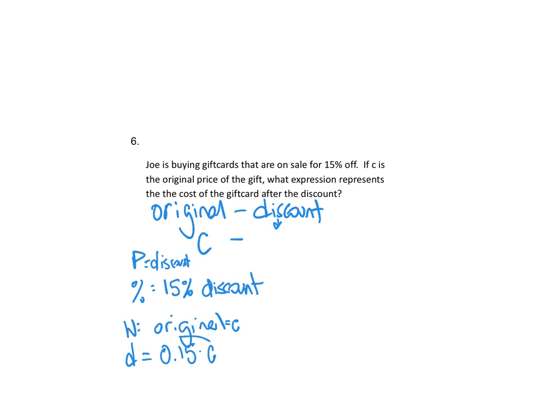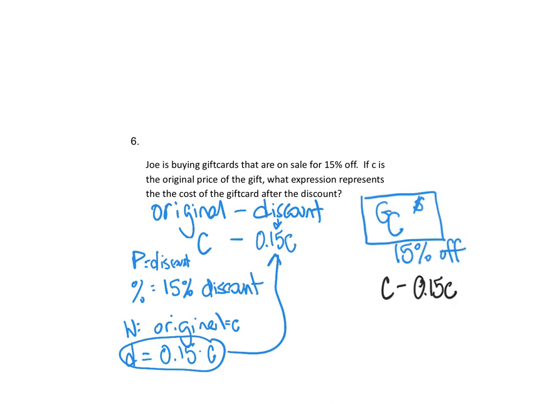So I'm going to take this amount and it's going to go right up here. 0.15C would be the discount. When I take that away, I would get my final answer and I can leave it like this. But really, I should combine like terms. If we combine like terms, I would be subtracting the coefficients 1 and 0.15 from each other. So I'd actually get 0.85C as my answer.